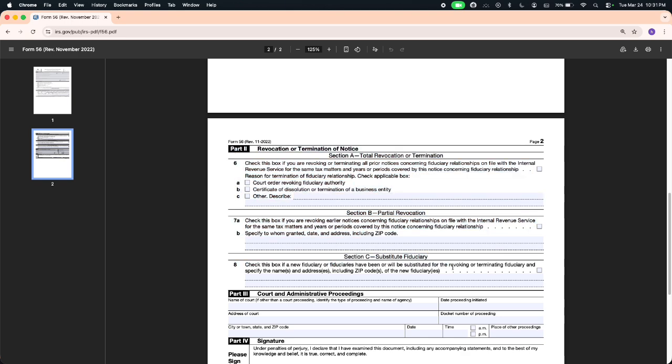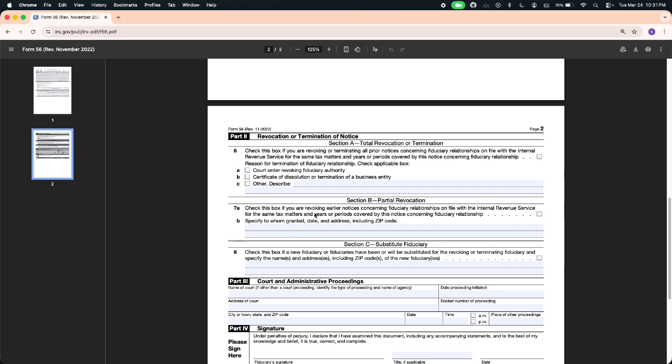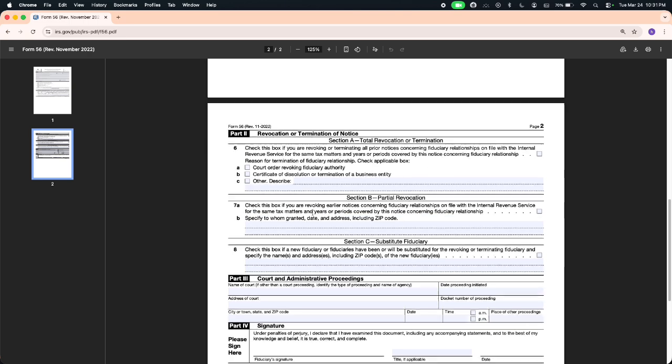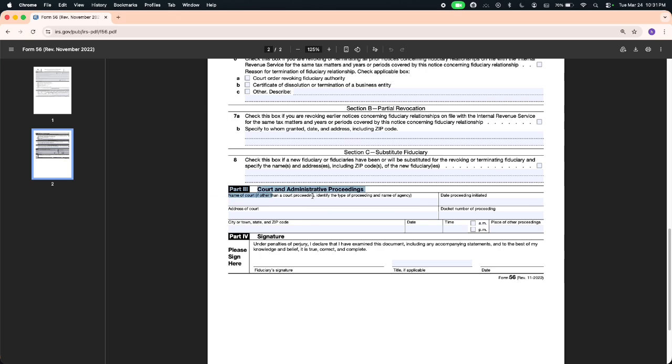After that, look at Part 3 only if it applies. This section is for someone appointed by a court or government unit in a case other than bankruptcy. If that does not fit the situation, it can be skipped.